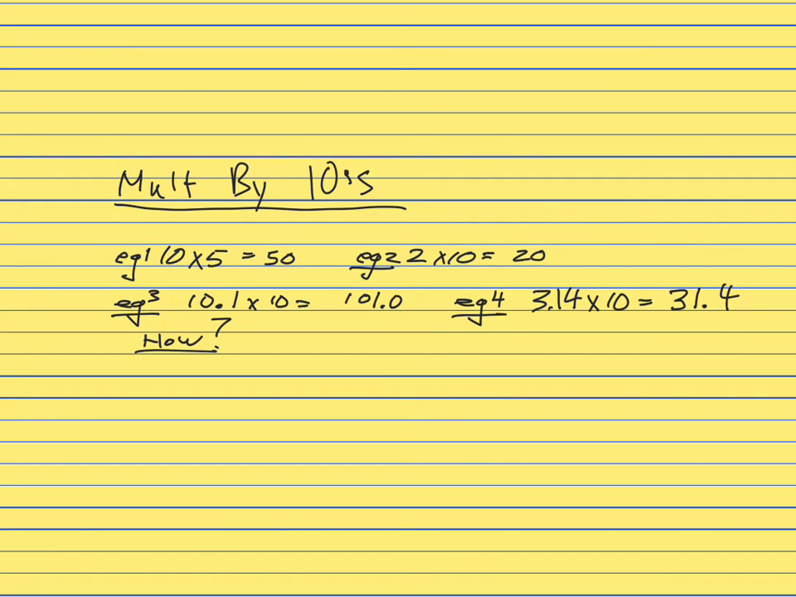So if you look at this, what happens is you take whatever the number is with some decimal, and when you multiply it by 10, all that we do is we move the decimal over one spot. So what the heck do I mean by that? Let's go take a look.